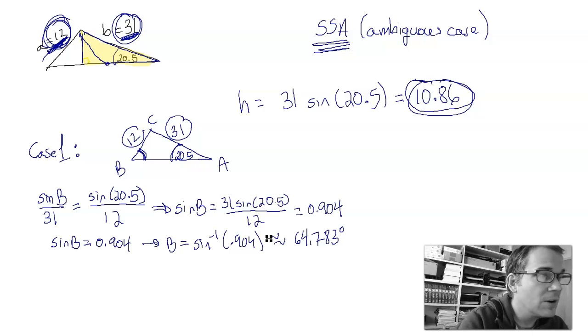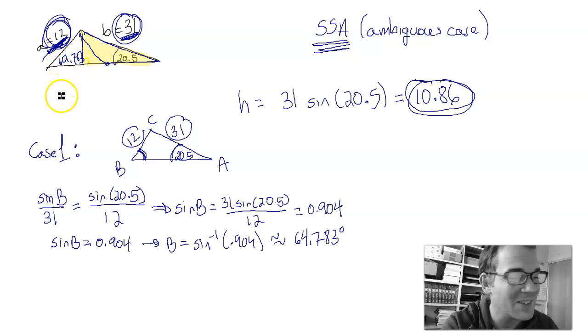And now I'm good to figure out the next thing. What's the next thing I can figure out? I just got that this angle is 64.783. Pretend that says 64.783. What's the next thing I can figure out?